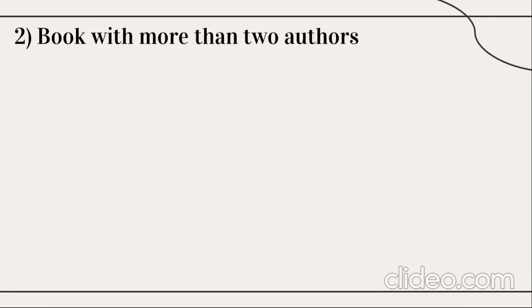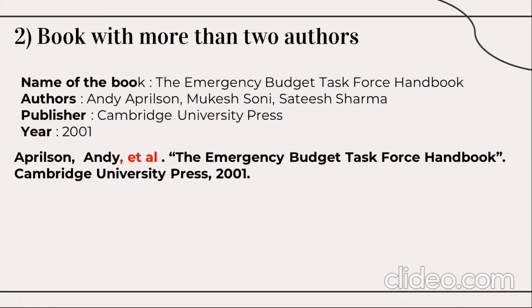Now, if there are more than two authors, three or more, so what to do in such case? Suppose there are three authors here, Andy Aprilson, Mukesh Soni, Satish Sharma. In such case, you need to give the importance only to the first author. So Aprilson, Andy, comma, et al. You need to use this technical term here, et al, a-l. Don't use a double l.